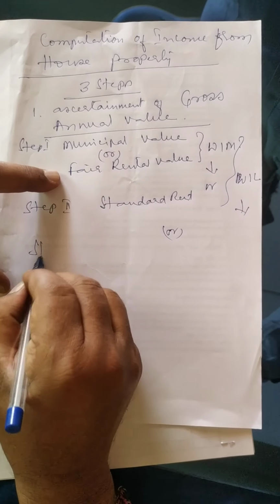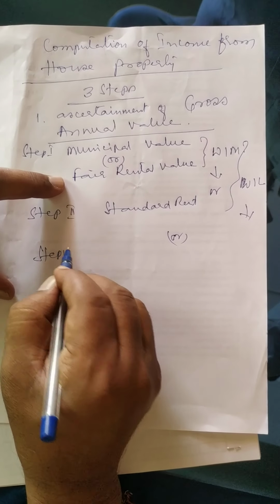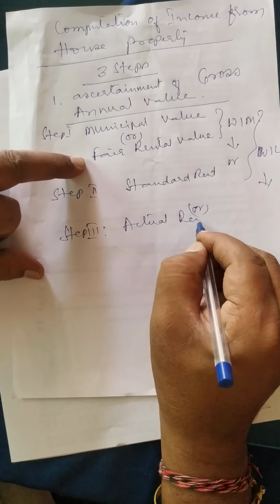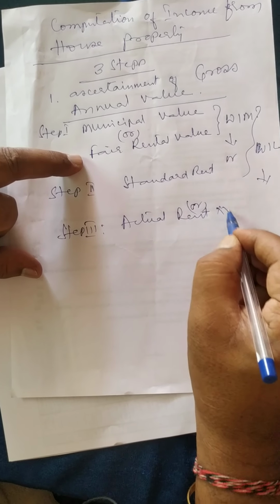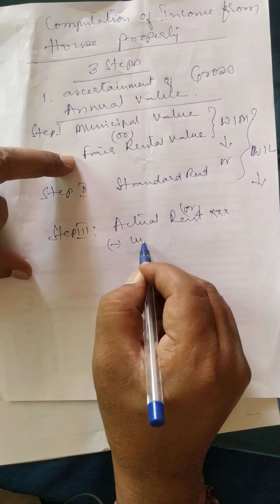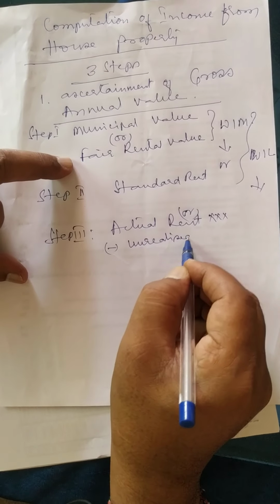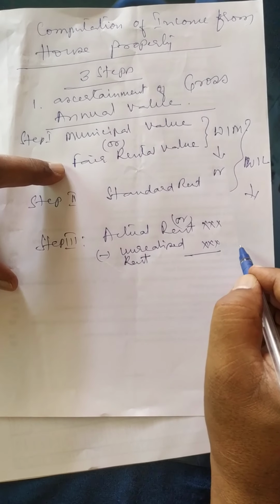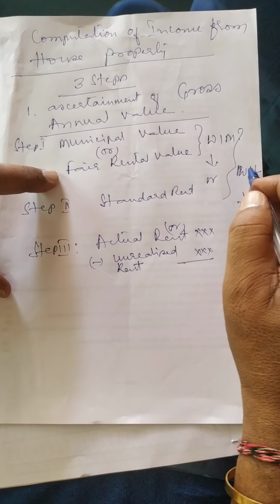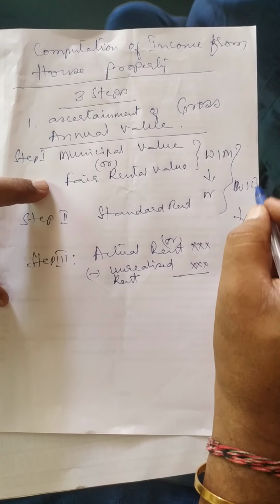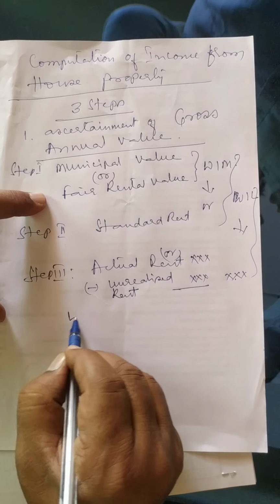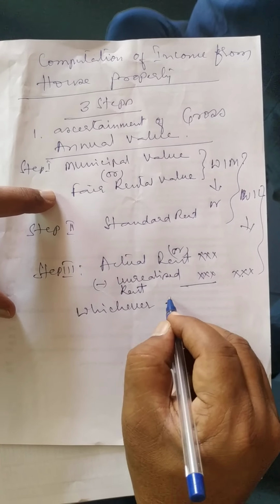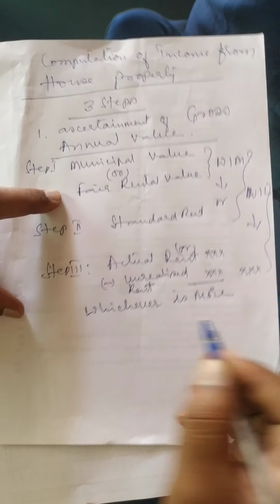Or step 3, actual rent realized from house property. And from actual rent, if there is any unrealized rent, it should be deducted from the actual rent. Now it should be compared to the earlier one. And between these two, whichever is more, whichever is higher is to be taken into consideration.